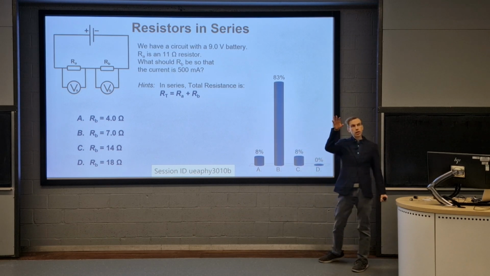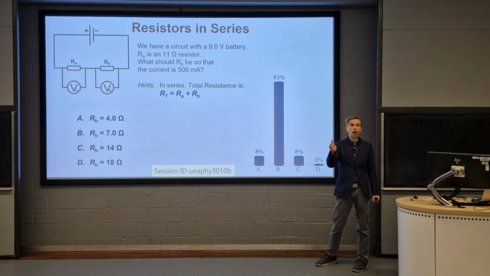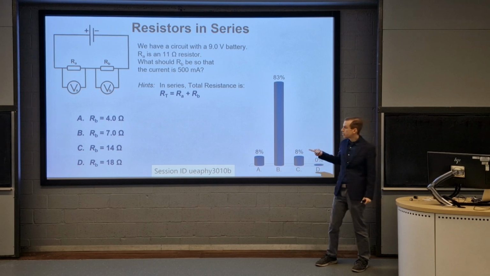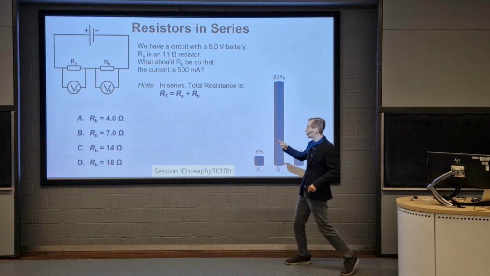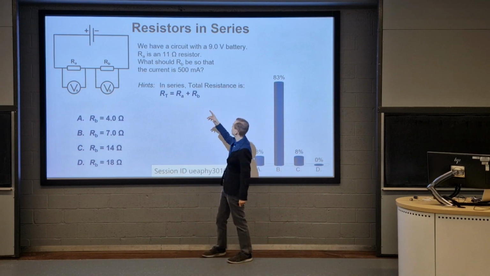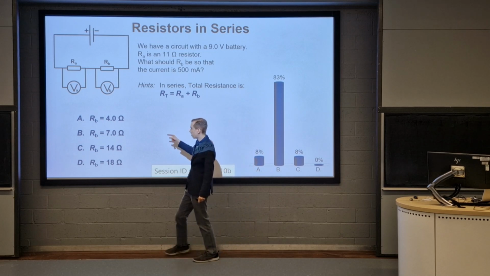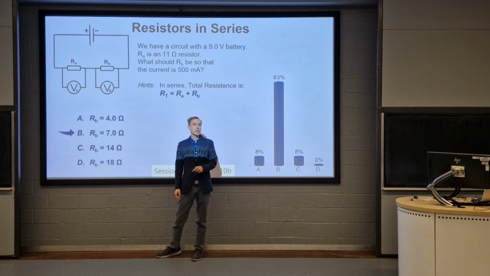So if you just take this question from the top down, so we've got our 9-volt battery and we want half an amp of current. So from Ohm's law, V equals IR, that tells us that we need a total resistance of 18 ohms. Okay, so our total resistance, our RT over here, that's got to be 18 ohms. And then our first resistor is 11 ohms. So then, you know, the last part's pretty easy. We can figure out the difference. It's got to be 7 ohms over there. So the correct answer is option B.